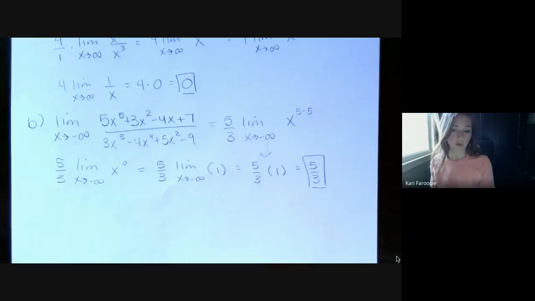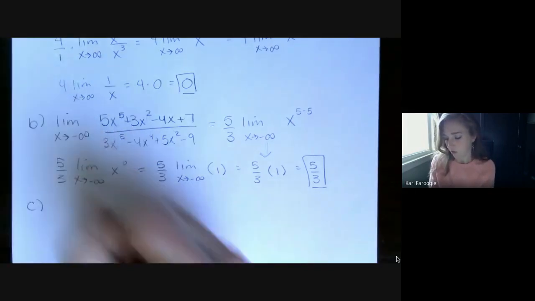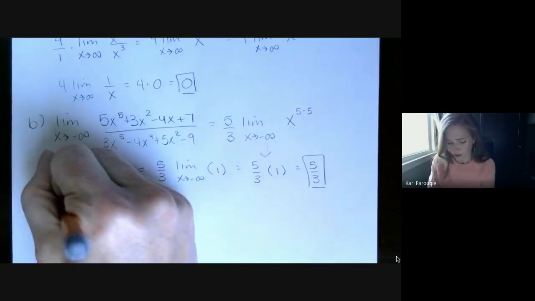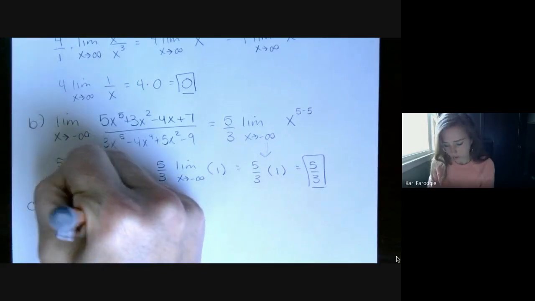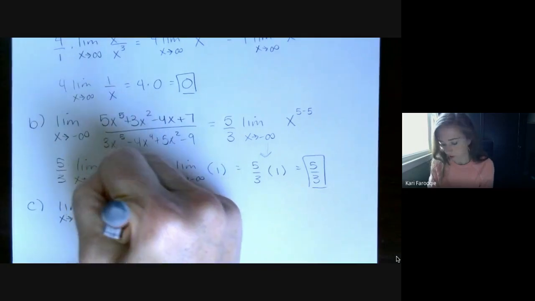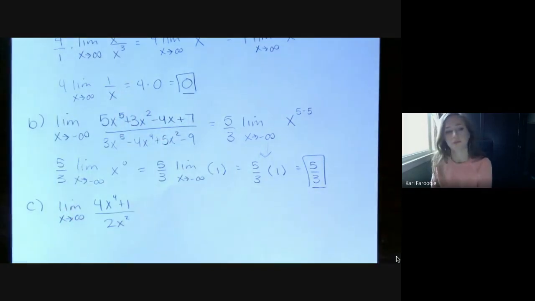Now I'm going to give you one more scenario, and then we're going to go through your algebra rules so you can kind of see how they were different depending on what their degrees were. Before I do one more example for rationals, does anyone have a question on example B? So for C, let's take the limit as x approaches infinity of 4x to the 4th plus 1 divided by 2x squared.